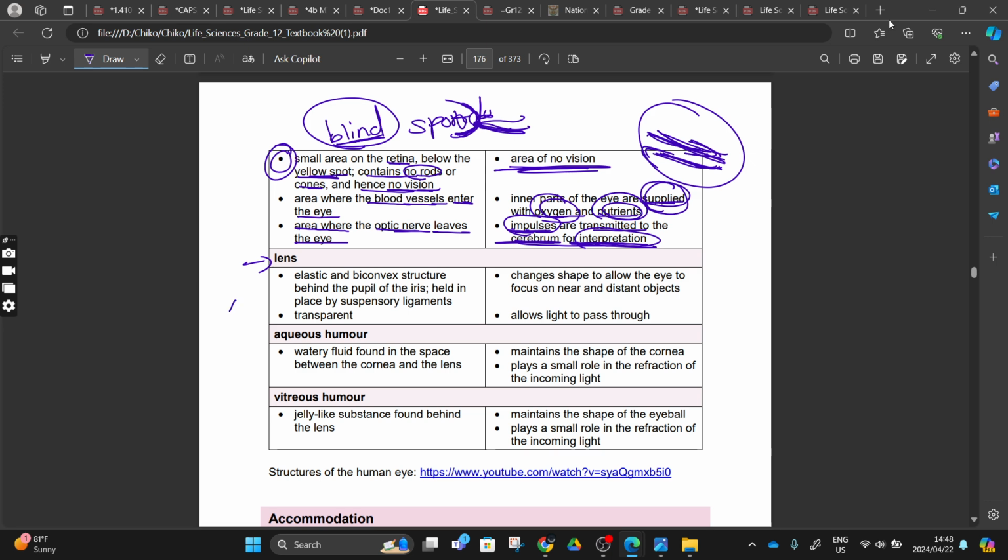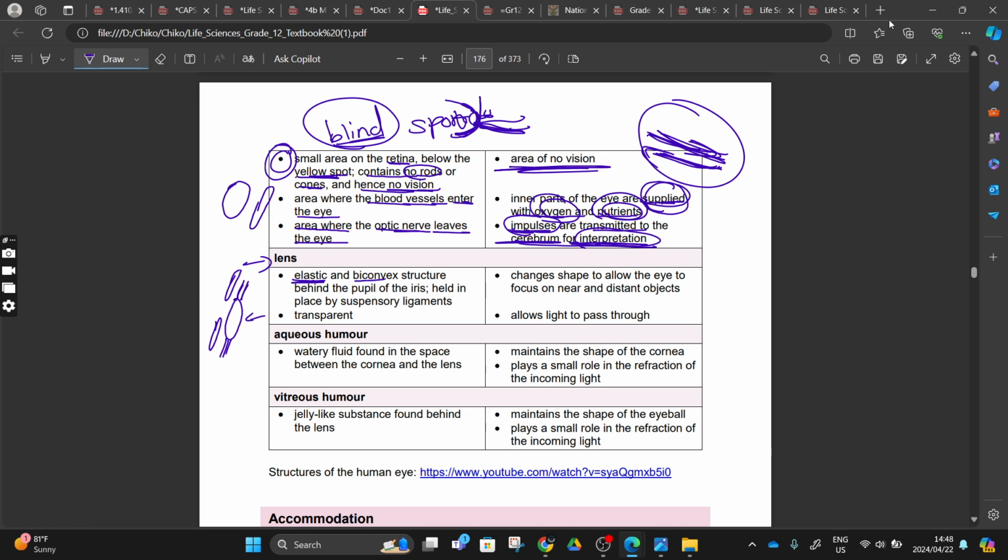This is the part that is held by our suspensory ligament, something like this. And then in front we have our iris like this, right? So this will be our lens here. But the lens is elastic. Elastic means that it can move, it can stretch. You understand? That is elastic. Different from our sclera. Our sclera is inelastic. It does not move. This one can move, right?